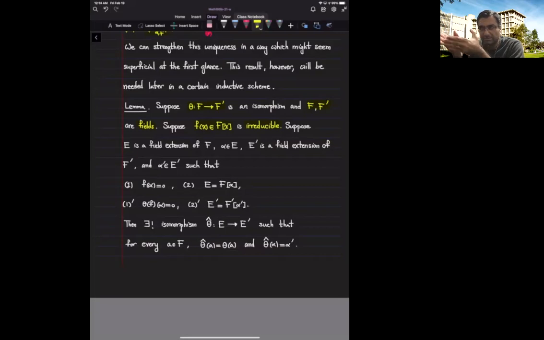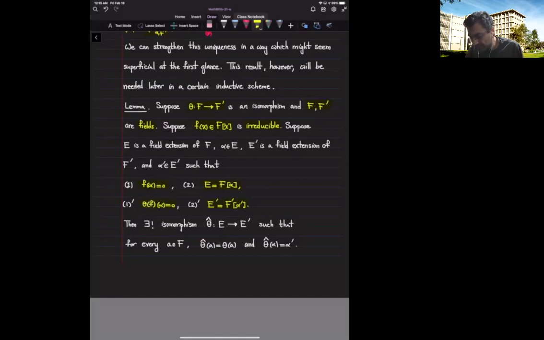Okay, so this means I have two polynomials. One of them is f, the other one is theta of f. One of them is inside F[x], the other one in F prime[x]. For each one of these two, I can find some field extension, let's say E and E prime, and some elements, alpha inside E, alpha prime inside E prime, so that alpha is a zero of f, and alpha prime is a zero of theta of f. And suppose that E and E prime are the smallest fields with these properties, meaning E is generated by F and alpha, and E prime is generated by F prime and alpha prime.